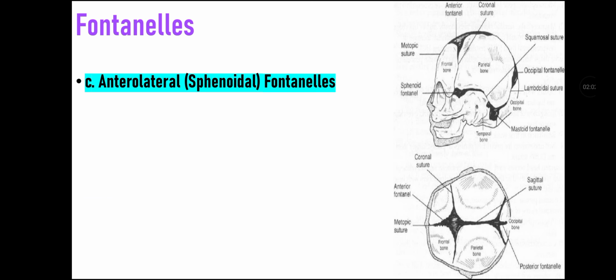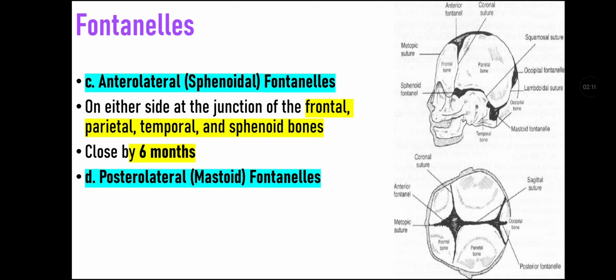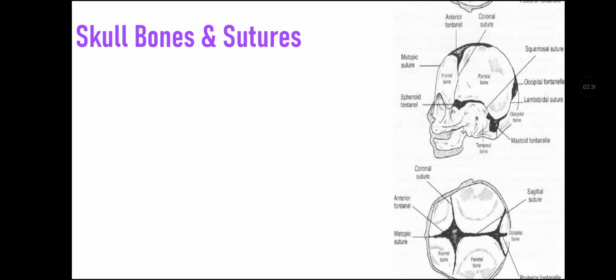Next fontanelle is the anterolateral fontanelle or sphenoidal fontanelle, as you can see here in the diagram, especially in the upper diagram. It is present on either side at the junction of the frontal bone, parietal bone, temporal bone and sphenoid bone. It closes by 6 months of age. Next is the posterior lateral fontanelle, that is also called the mastoid fontanelle. See that in the diagram. It is the junction of the parietal, occipital and temporal bones. It closes by 6 to 18 months of age.